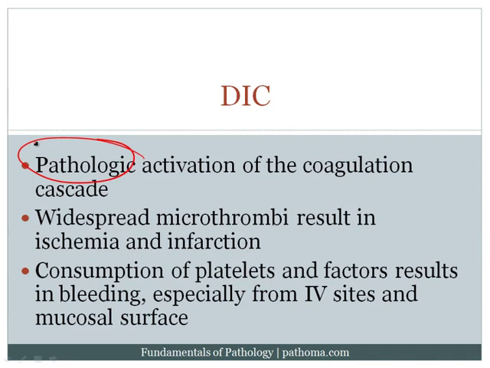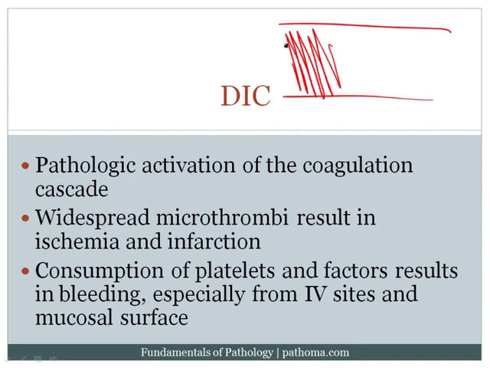When you have abnormal activation of the coagulation cascade, one problem is that if you've got a blood vessel and you start activating the coag cascade, you're going to result in blocking of the small vessels, and that's going to result in ischemia and infarction within tissues. So that's one problem of DIC.